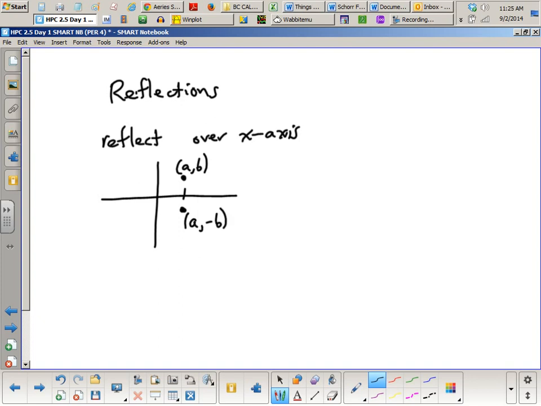So when you do that reflection, any points at (a, b) are going to go to (a, negative b). And if there's a point at (a, negative b), it's going to reflect up to go where (a, b) is. So that's our reflecting over the x-axis. I told you in this class, we probably will use a and f of a, right? So let's use that instead. Instead of writing b, we'll write f of a, see?